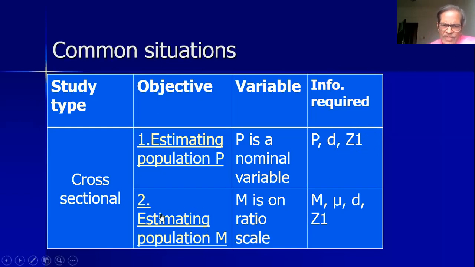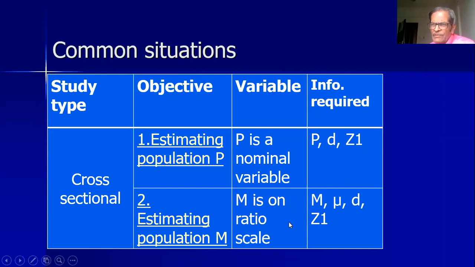If it is an estimation of the population mean, M is on the ratio scale, because it is dealing with the mean, or it is on the interval scale. So what we require is, what is your guess about the population mean that you are trying to estimate?